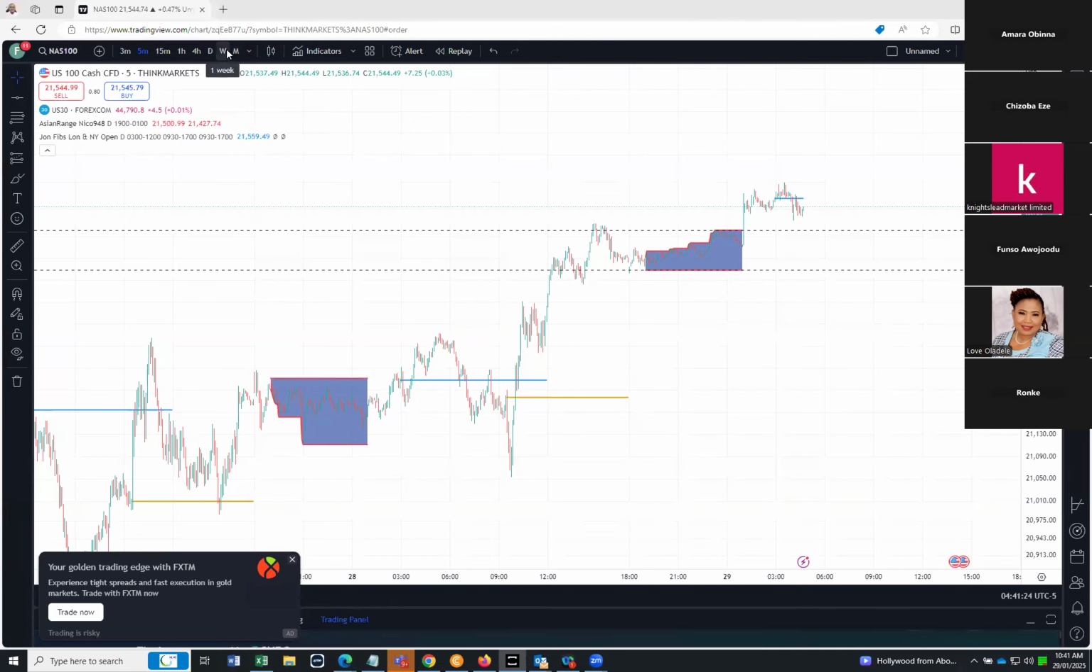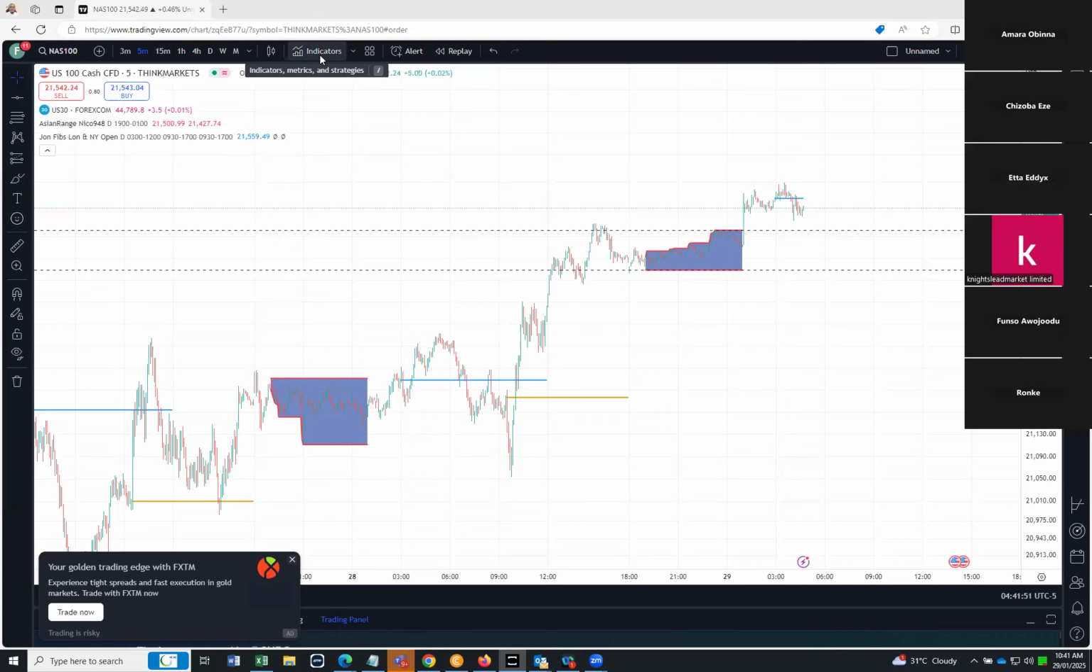No, but can you see I'm trying to screen? Yes, I can see it. I just want to know how you got to this place. You can look for indicators. When you click on it, it shows indicators, metrics, and strategies. Indicators.